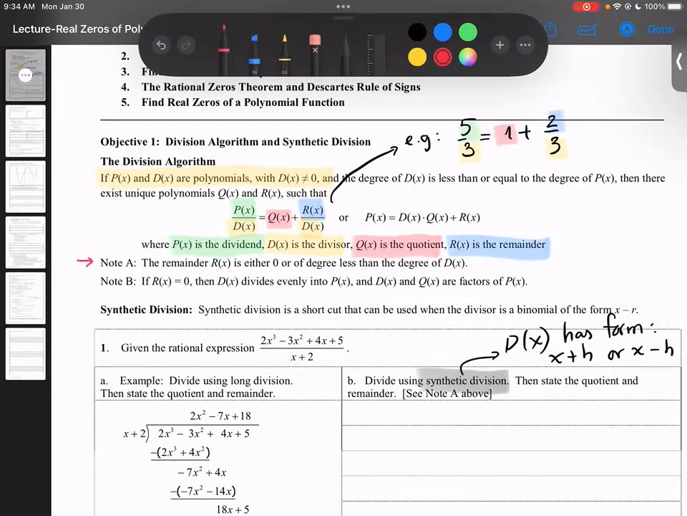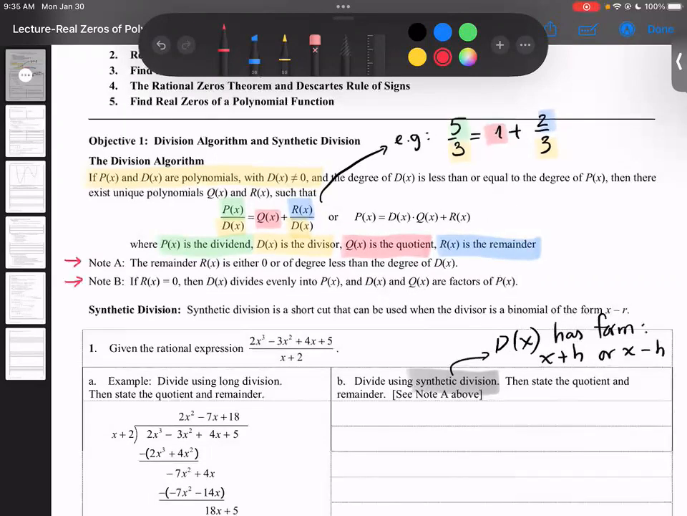Here are some notes. The degree of the remainder should be either 0. When the degree is 0, that means what? It's just a constant, right? The remainder is just a constant. Or it has to be less than the degree of the divisor. If the remainder is 0, that means what? You divide things evenly, right?